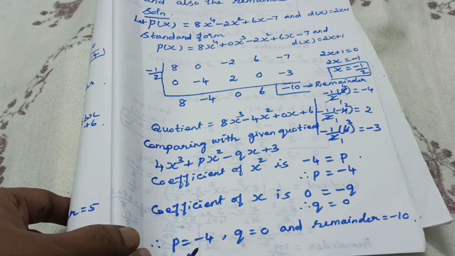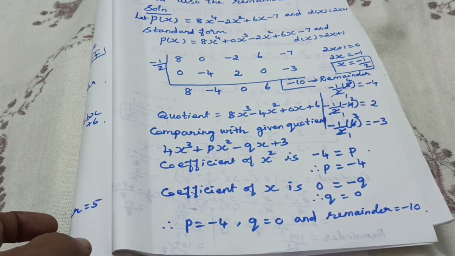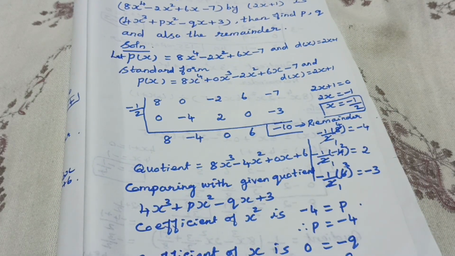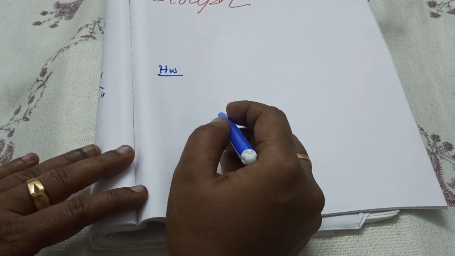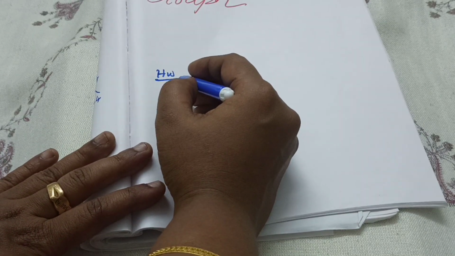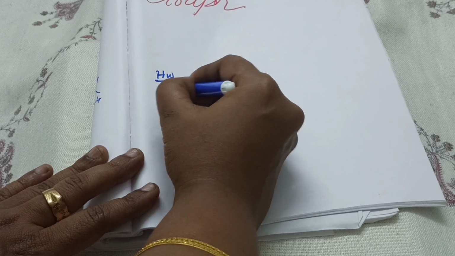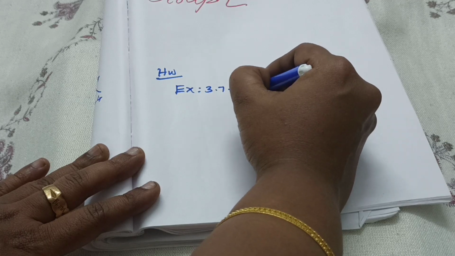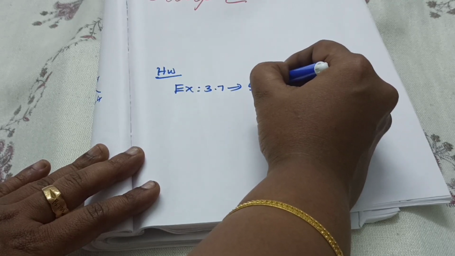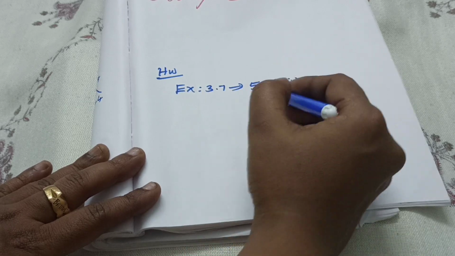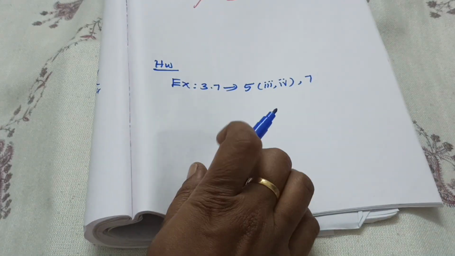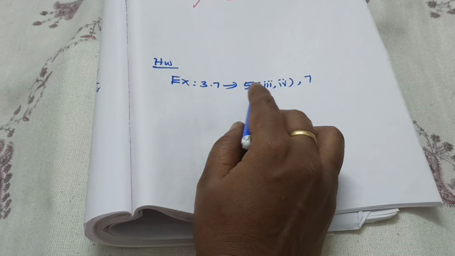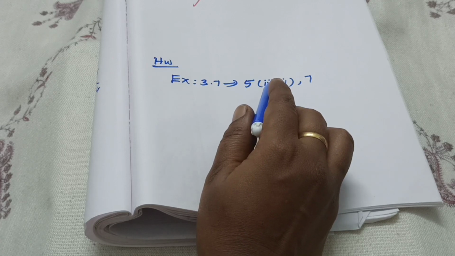Like this, one more question is also given. That question you do as homework. Try to do it. Have you understood this one? It is a very, very important sum. Then mark your homework. The homework sums are from exercise 3.7, the fifth one, subdivisions 3 and 4, and the seventh sum also. In the seventh sum, compare and find the A and B values. And the fifth two sums are by the ordinary synthetic division method.